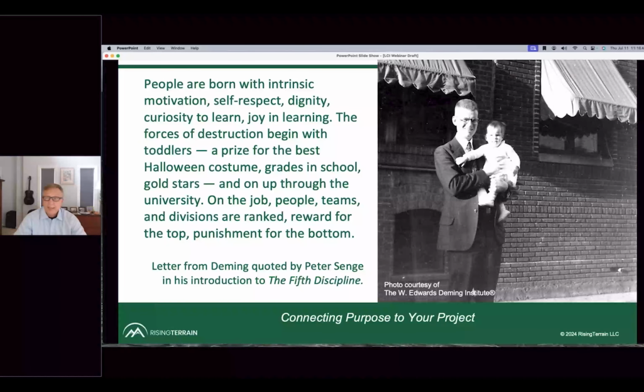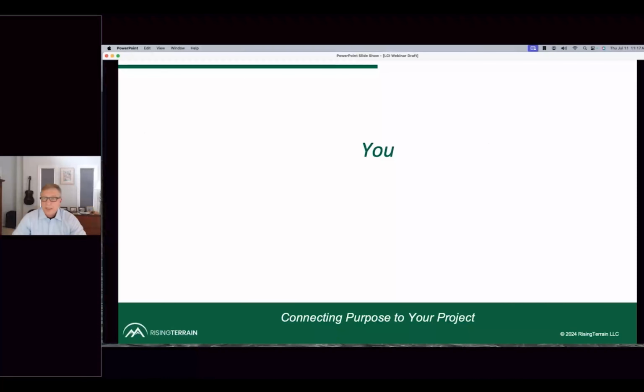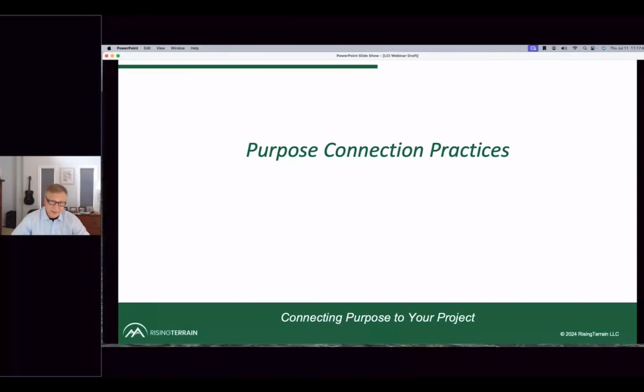This is one of the key ideas that we're going to talk about today, in terms of how we connect our individual selves to our project and the purpose of that project. So of course that brings us to you. So I'm going to introduce a few purpose connection practices that I've developed with some colleagues over the years and tested them and worked with projects to do so. And we're going to give you a chance, if you'd like, to play with them.